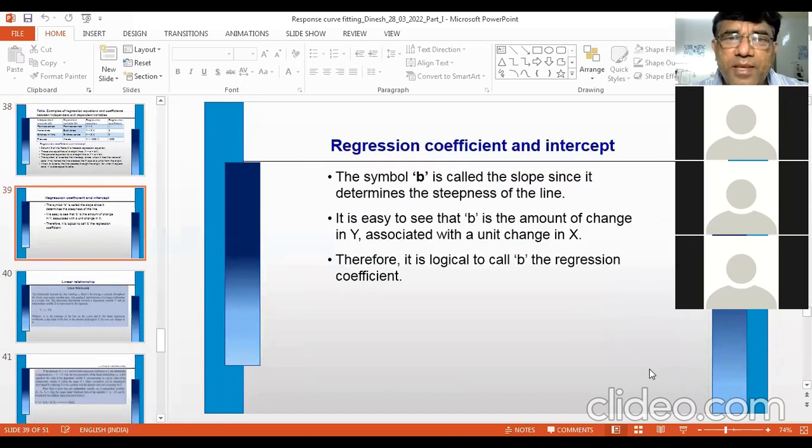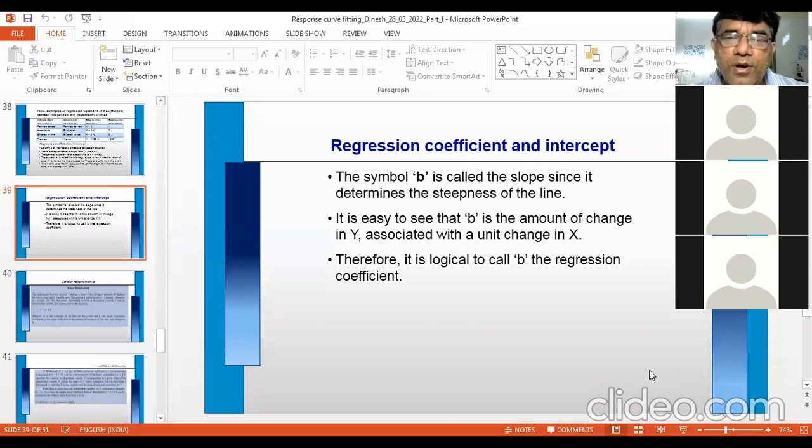Now the symbol b is called the slope, since it determines the steepness of the line. So slope is actually the change in y due to a unit change in x, delta y upon delta x. It is easy to see that b is the amount of change in y associated with a unit change in x. So this b in the equation y is equal to a plus bx, if you remember, b is your regression coefficient. Therefore, it is logical to call b the regression coefficient.